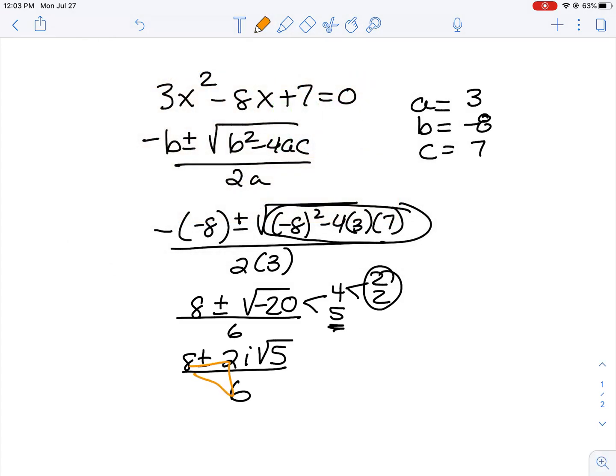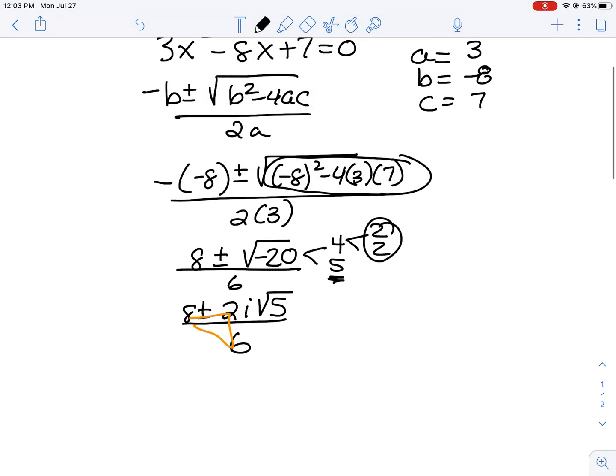Then we're going to look for that trifecta again. These numbers can all be divided by 2. So 8 divided by 2 is 4. 2 divided by 2 is 1, so that would leave me 1i. And 6 divided by 2 is 3. Again, don't mess with the square root of 5, because square root of 5 divided by 2 is going to be some really crazy decimal.